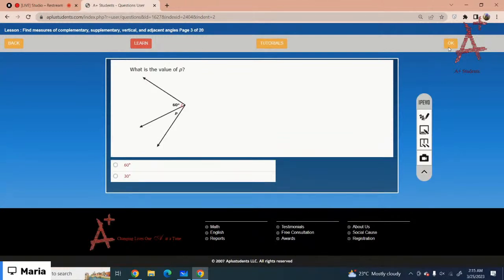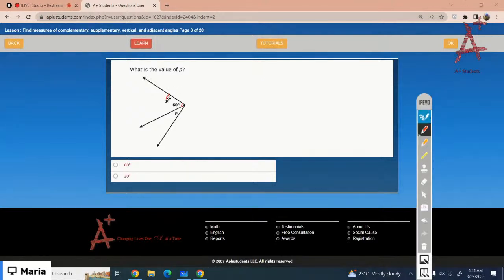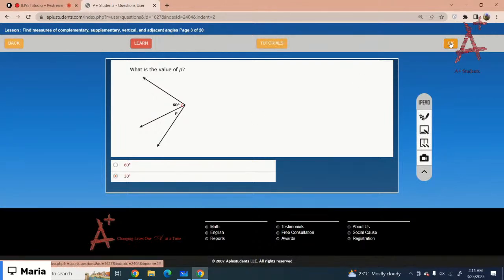Okay, what is the value of P? So the sum of the complete angle is 90 degrees. That means P plus 60 degrees equals 90 degrees. So you have to calculate the value of P. Move 60 to the other side, and it would be P equals 90 minus 60. So 90 minus 60 is 30. So the correct option is 30 degrees.